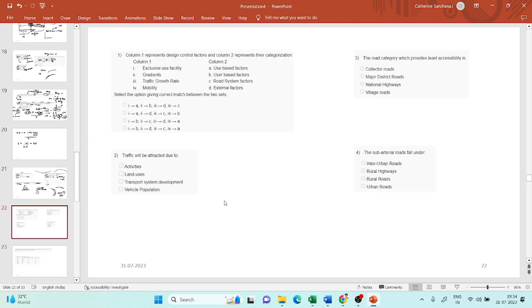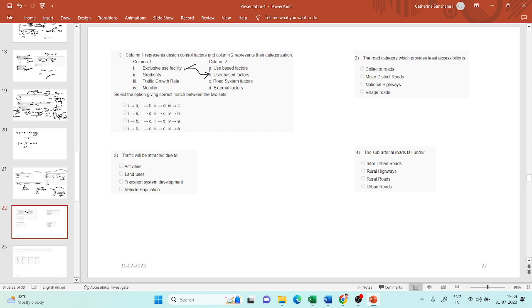Moving on to the next set of questions. Now we will do match the following. Exclusive use facility: it is there in sir's slides that you can have exclusive facilities for cyclists separately, maybe for pedestrians separately. So this exclusive use facility is user based, based on what the user wants.